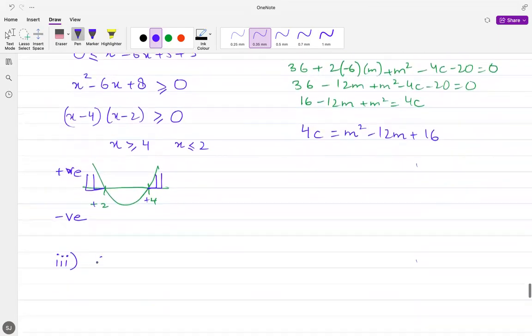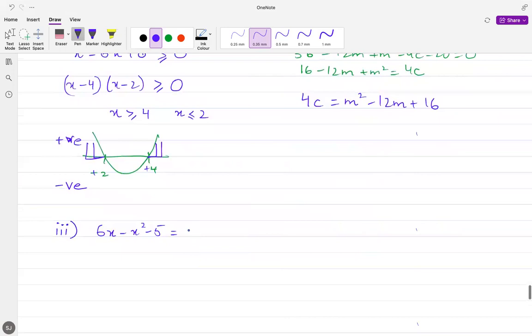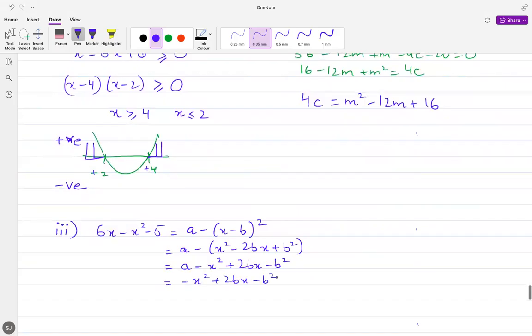So the original expression is 6x minus x squared minus 5, and we have to convert it to the form a minus (x minus b) whole squared. If I use the comparison method, I will simply expand the expression. So this will become x squared minus 2bx plus b squared. And this will become a minus x squared plus 2bx minus b squared. So we can write it as minus x squared plus 2bx minus b squared plus a.